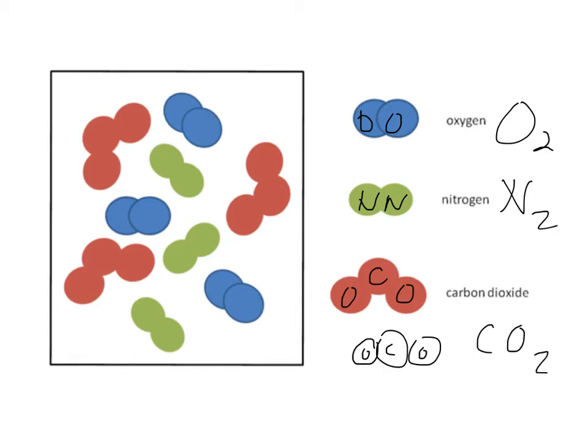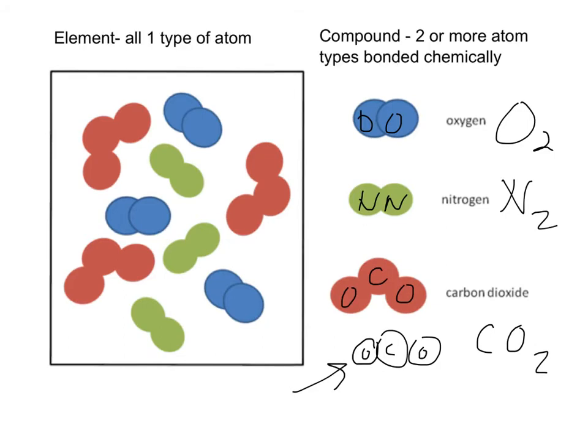This is what we call a compound. It has two or more atoms chemically bonded to each other. So that's kind of the definition of a compound. An element, by comparison, is all one type of atom. So let me put those definitions up for you. So I just added them up to the top for you. An element is all one type of atom, and a compound is two or more atom types that are bonded to each other chemically. Both an element and a compound are considered pure substances.